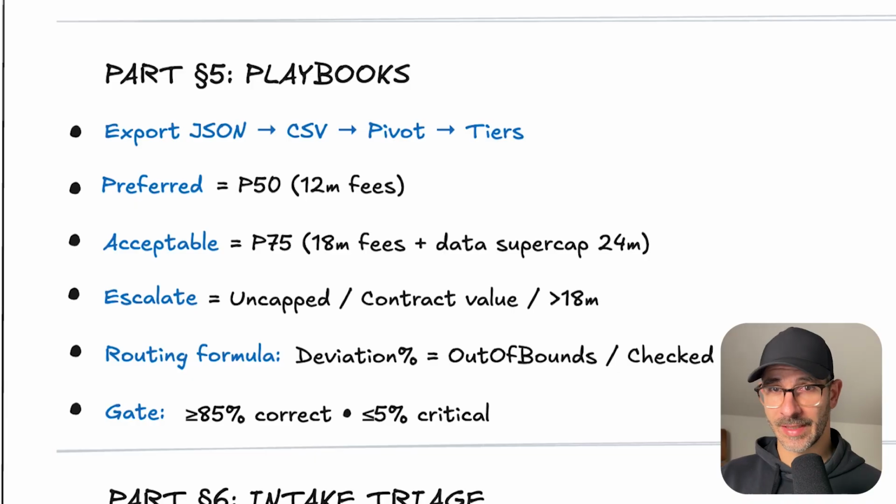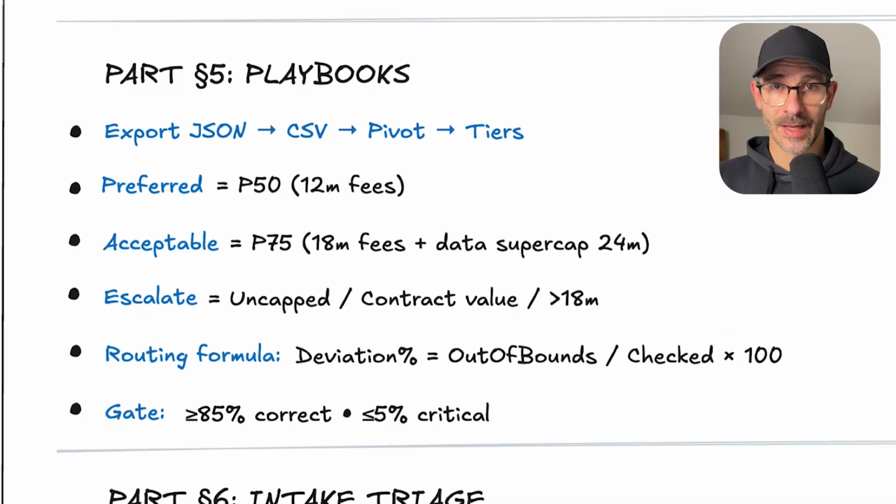Now we have the extracted data, and now step number 5 is turning that extracted data into playbooks that people can actually use. A concrete example: start with signed MSAs from the past 12 to 24 months. Export the evidence from JSON to CSV. Keep only the latest signed per matter, and then drop the drafts. Then pivot the caps. Bin into 12 months, 18 months, greater than 18, and uncapped. Add the median and the 75th percentile.